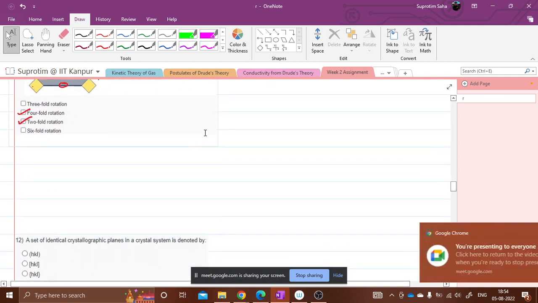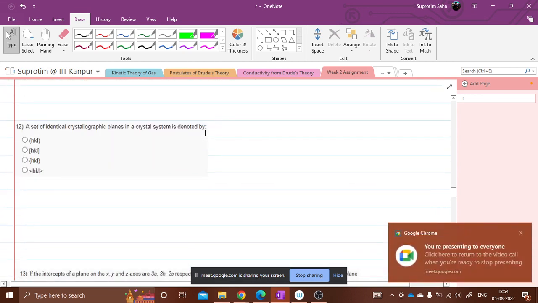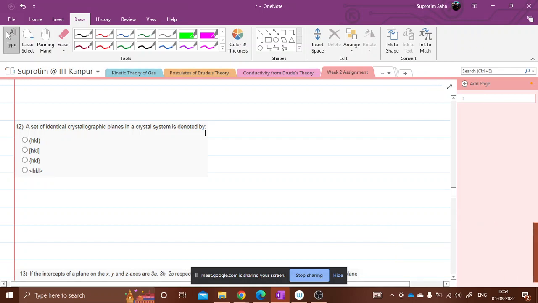So the 11th question is solved. A set of identical crystallographic planes in a crystal system is denoted by, and this is quite straightforward, this is very informative. So this is how you define a set of crystallographic planes. Consider if you have a 100 plane, a 100 Miller indices plane. Now, if you have 200, all right, these all fall under the same family of lattice planes.